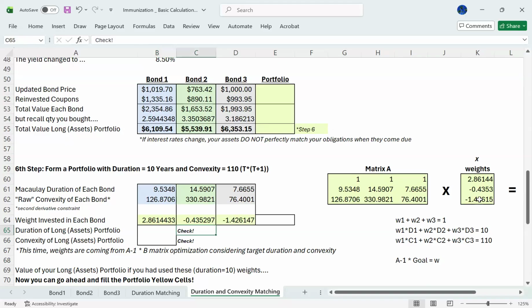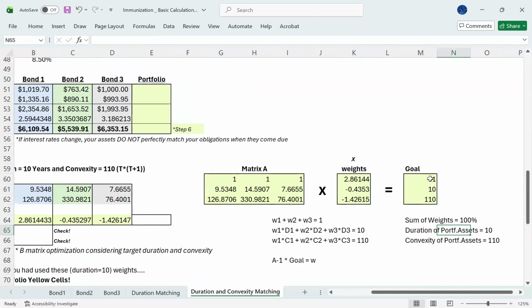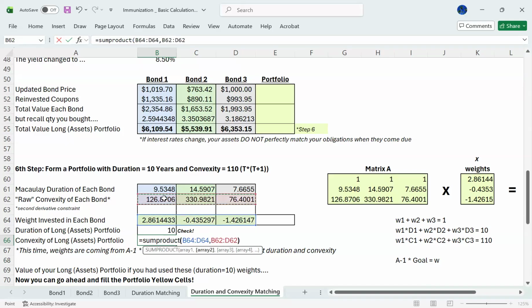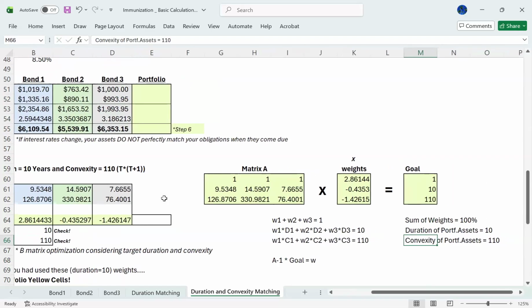Okay, now let's confirm that we are getting the goal values. We want a duration of 10 and a convexity of 110. So SUMPRODUCT of my weights and my durations, and I have 10. Now SUMPRODUCT of my weights and my convexity. We can also just run that matrix multiplication and we would get this, right?